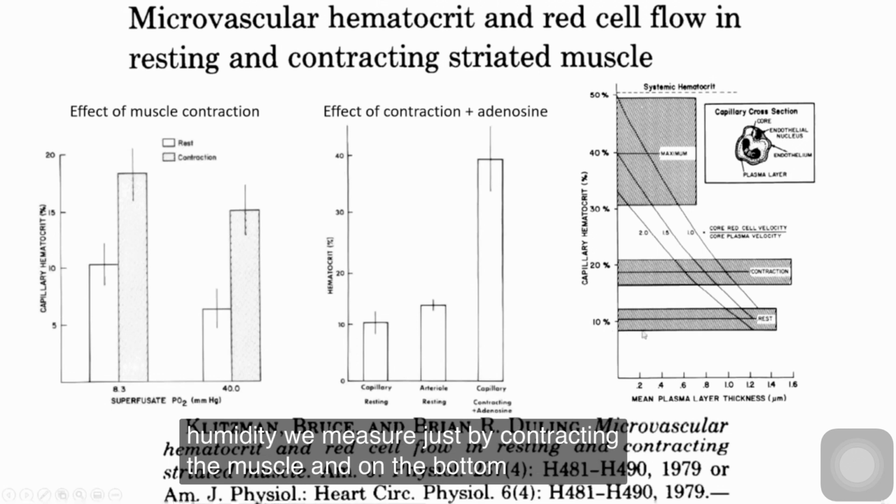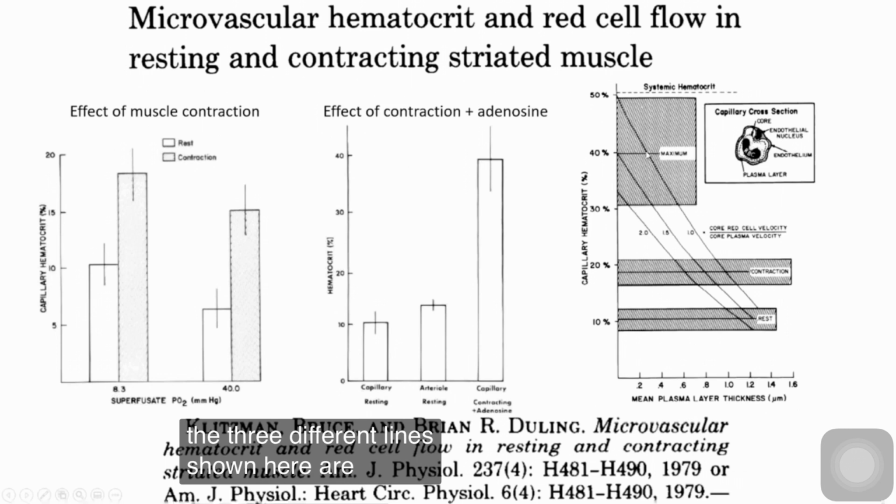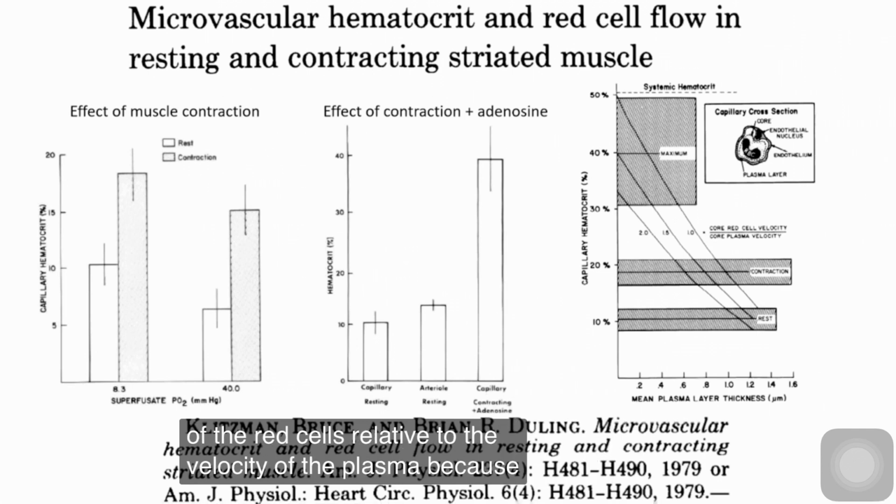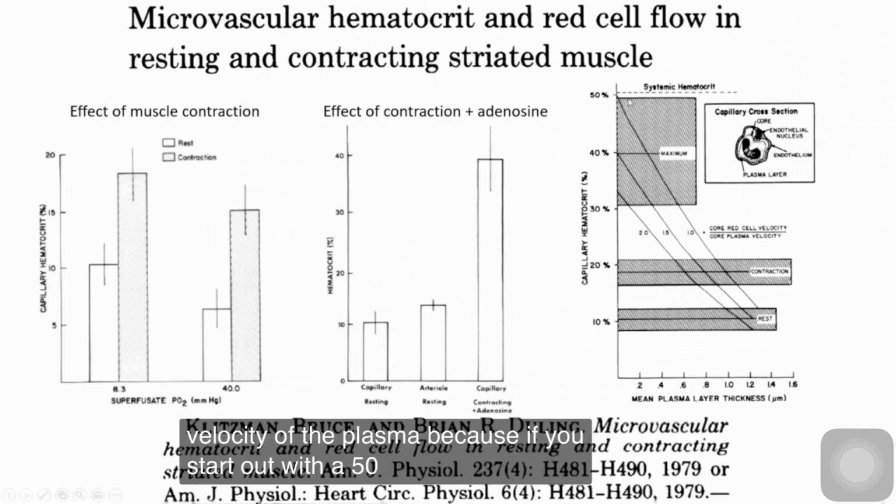And on the bottom is the low levels of hematocrit that he would measure under resting conditions. And then again, the 3 different lines shown here are the predicted hematocrits in the capillaries based on the velocity of the red cells relative to the velocity of the plasma. Because if you start out with a 50% hematocrit in a vessel, similar to the systemic hematocrit, and then you increase the velocity of the red blood cells relative to plasma, that also would apparently dilute the blood.